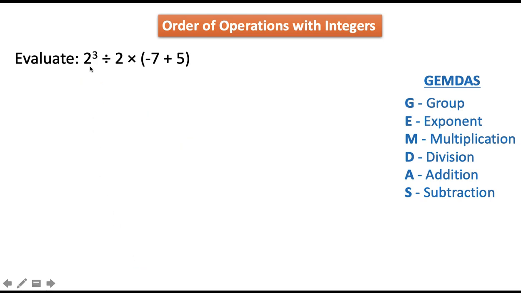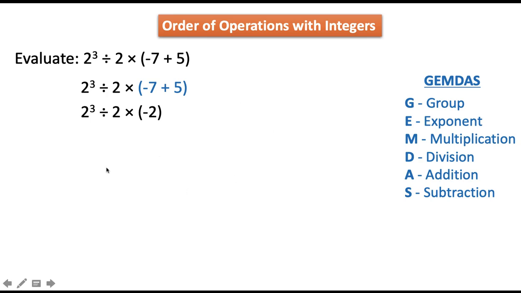In our next given, 2 cubed divided by 2 times quantity negative 7 plus 5. So as we can see, we have here a parenthesis, so this is our priority. So negative 7 plus 5, this gives us negative 2. Then write the rest of the terms.